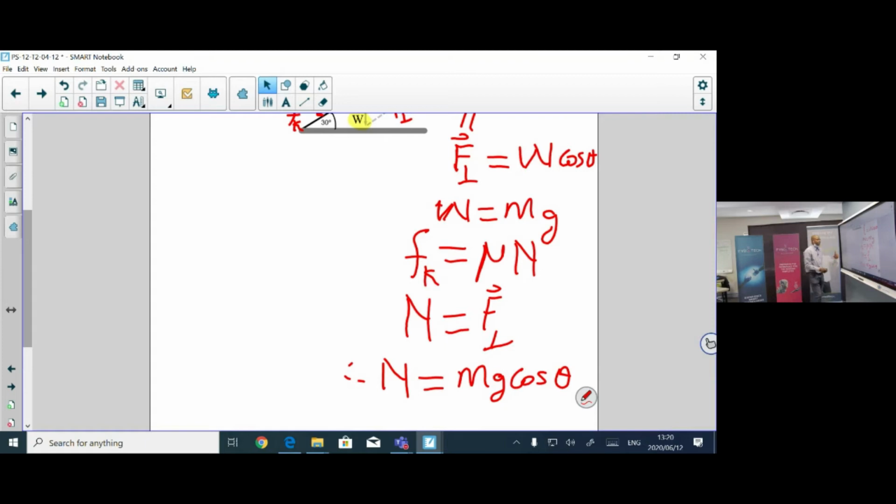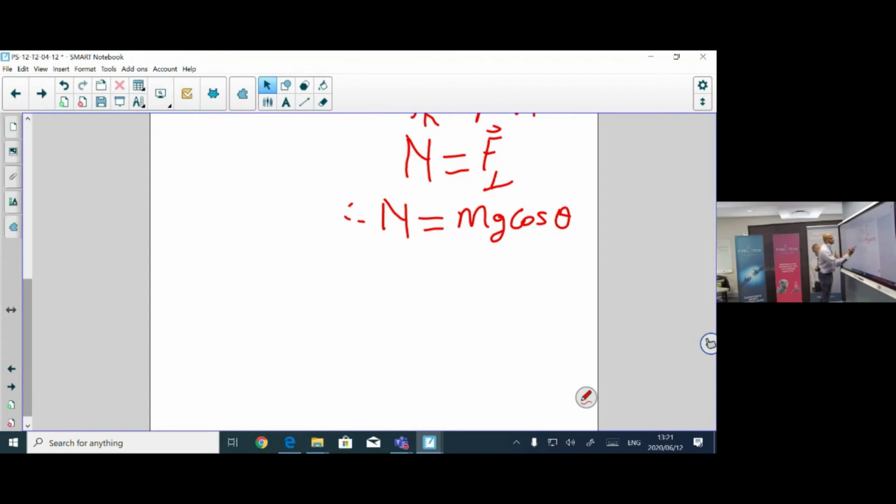We can substitute our normal force into the equation of kinetic friction. We can substitute our N with mg cos theta. All right, let me do that. Therefore, F sub K is equal to mu mg cos theta. Now we have the formula of kinetic friction.